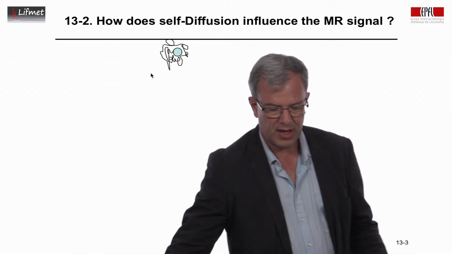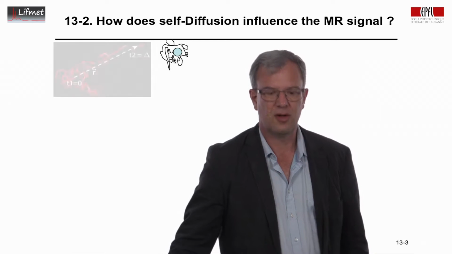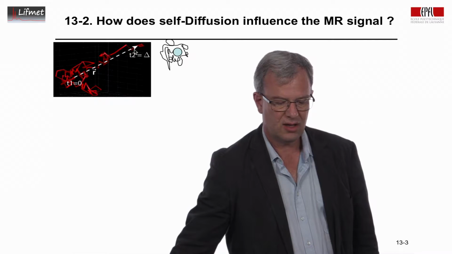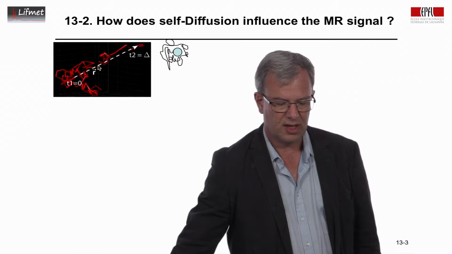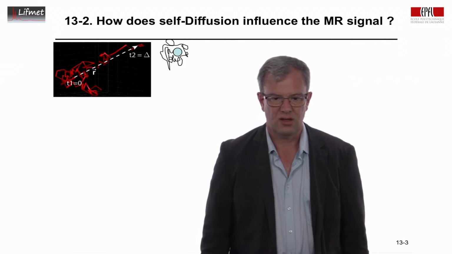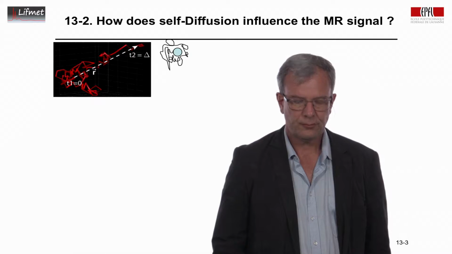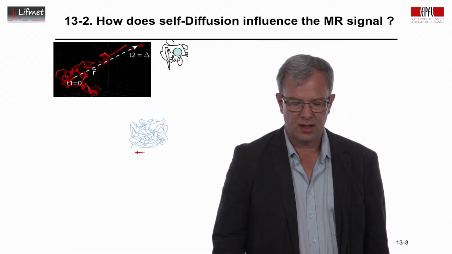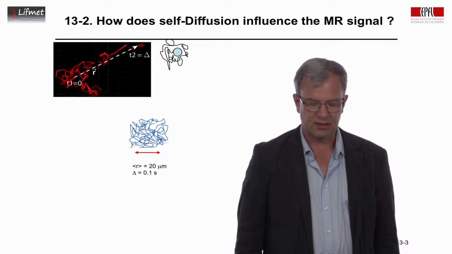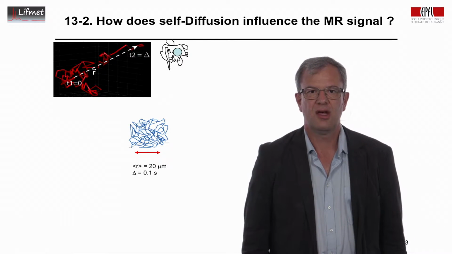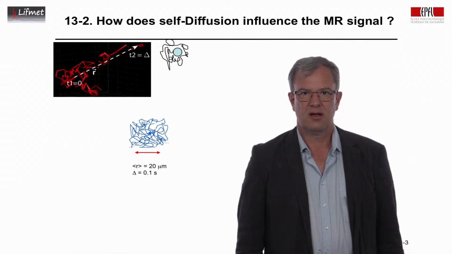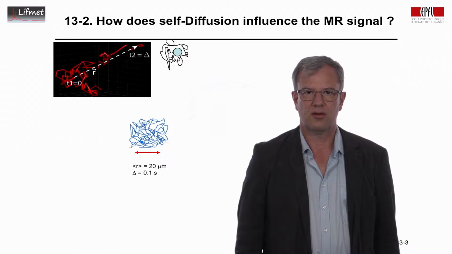So here we have a random path. We have a molecule, and this will undergo some random path. Or in more general terms, we start at a time 0, the molecule is here, and after time delta, it will be at a certain distance displaced from its original origin. This is the effect of self-diffusion. So if we look at an example, we have, for example, a time delta which is 100 milliseconds, and in this case, this gives us a mean displacement of the molecules of roughly 20 microns.